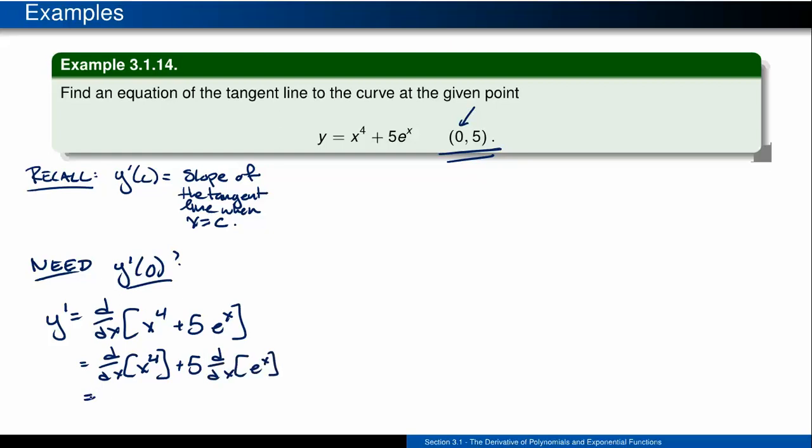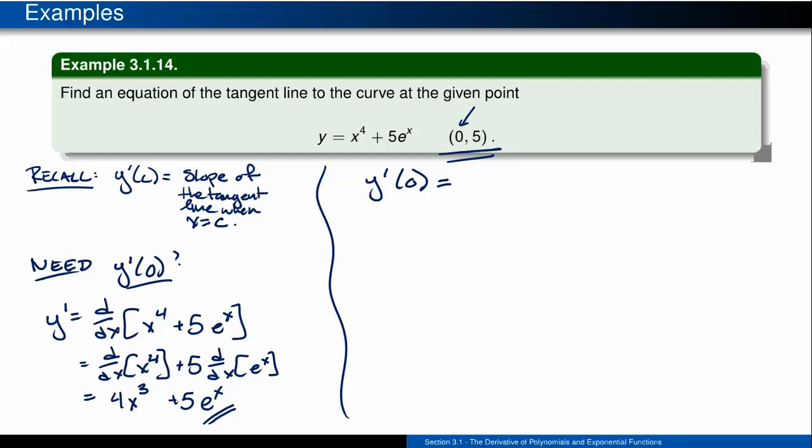We know this x to the fourth can just be attacked using this power rule, giving me a 4x cubed. The 5 is just a 5, and I know this exponential has this really awesome property that the derivative actually does not change the function, so it's just going to be a 5e to the x. And that's exactly what my derivative is going to be in this case. What I need to find then is what this thing is actually going to kick out at 0. Finding this, I'm going to have a y prime evaluated at 0.